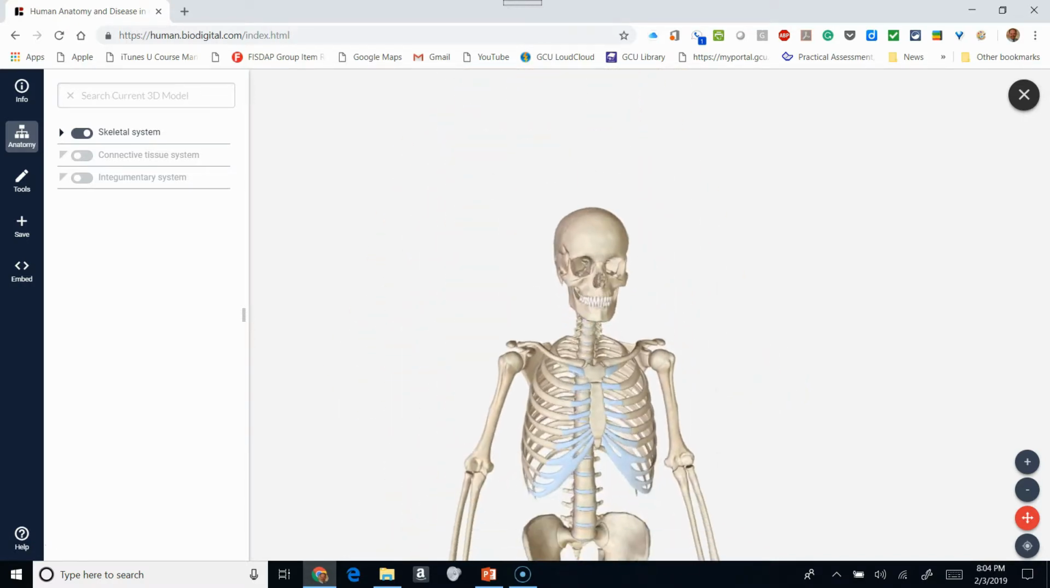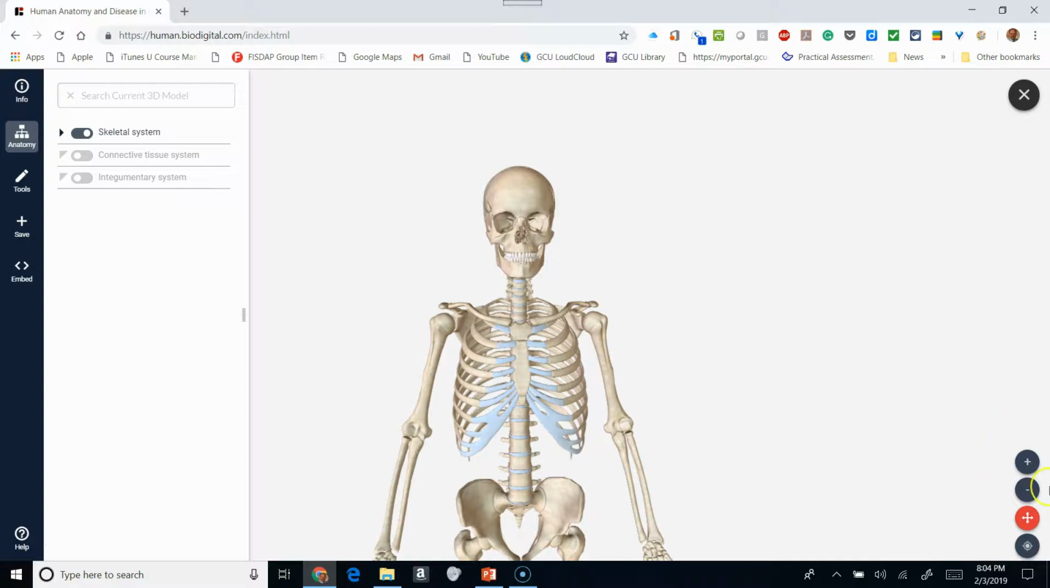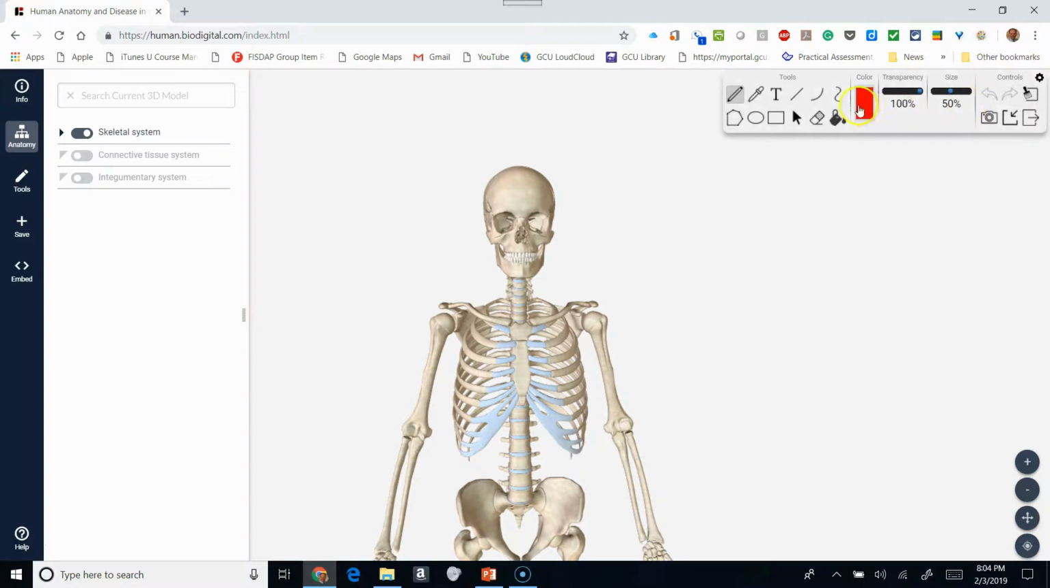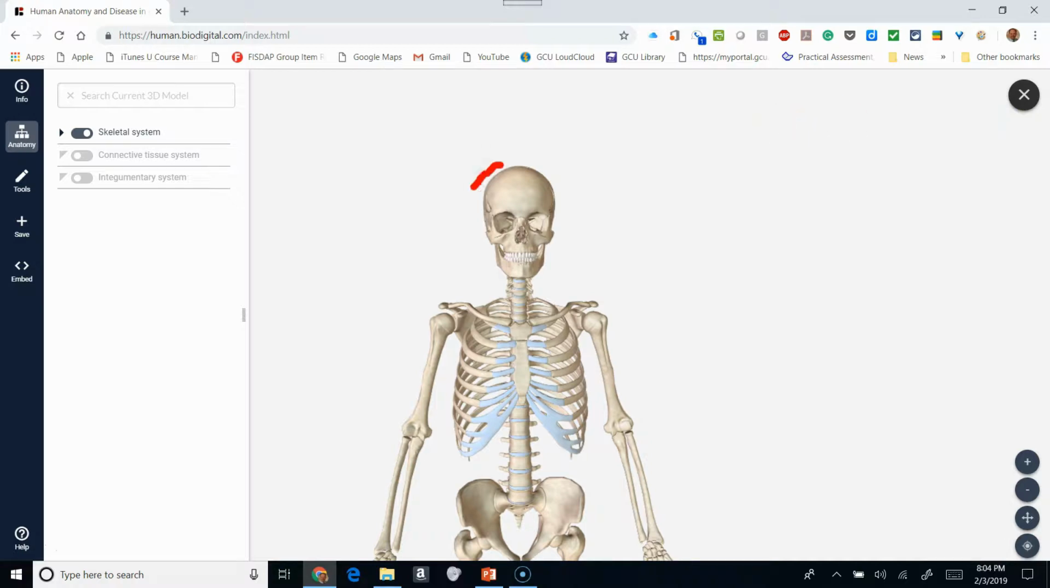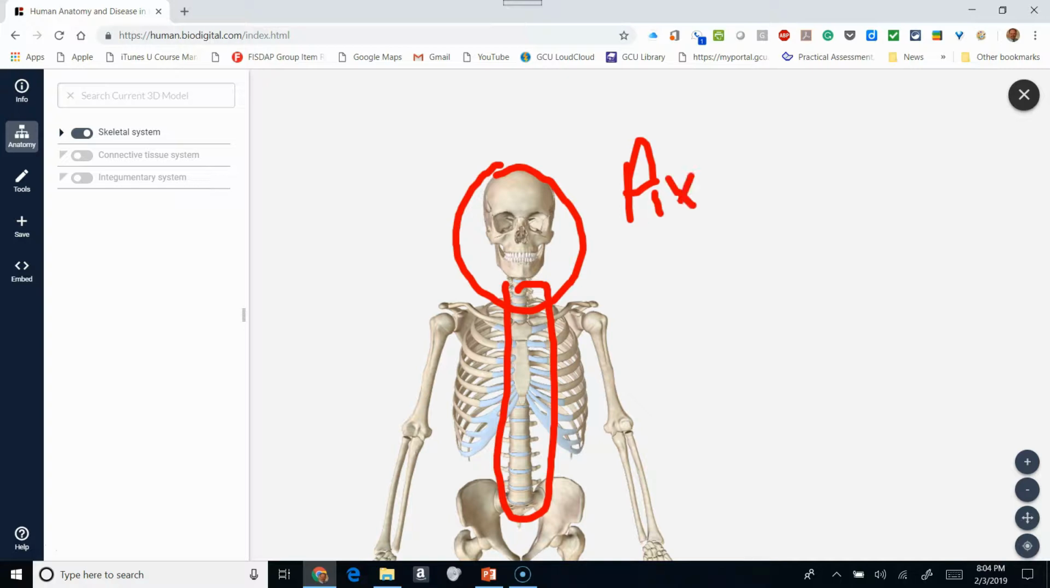So let's go ahead and take a look at our first part of the human body. And that first area we're going to take a look at is going to be the axial skeleton. And that axial skeleton is going to be dealing here with the skull and the spinal column. Okay? So this here is going to be dealing with the axial, A-X-I-A-L. So this is the axial skeleton that we're now dealing with.